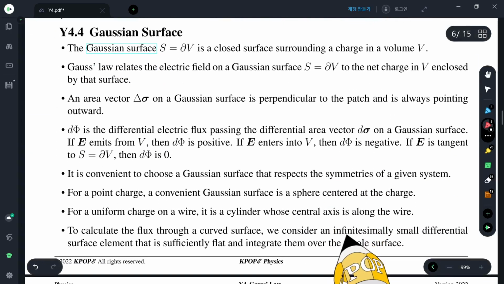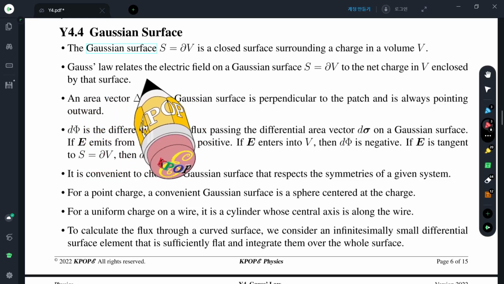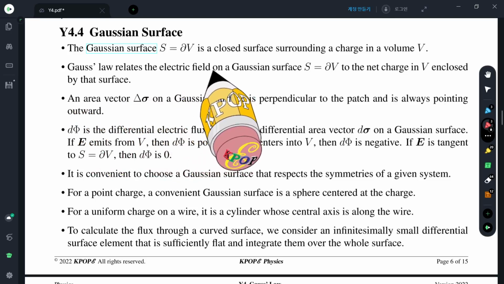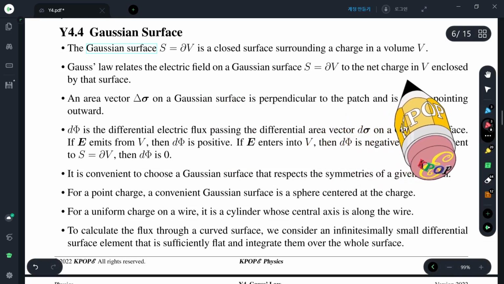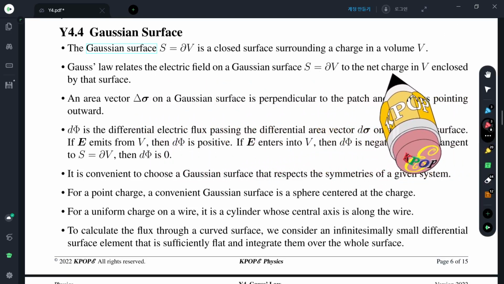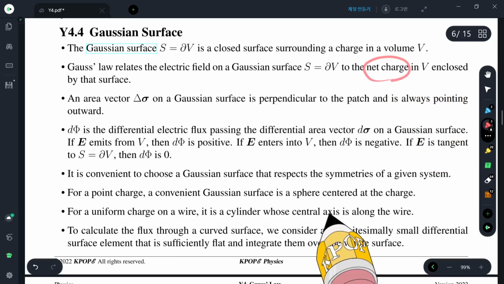Gaussian surface. A Gaussian surface is a closed surface used to compute the electric field flux. Gauss law relates the electric field on a Gaussian surface, which should always be closed, and it must enclose a volume V, and that contains the net charge Q inside that volume.